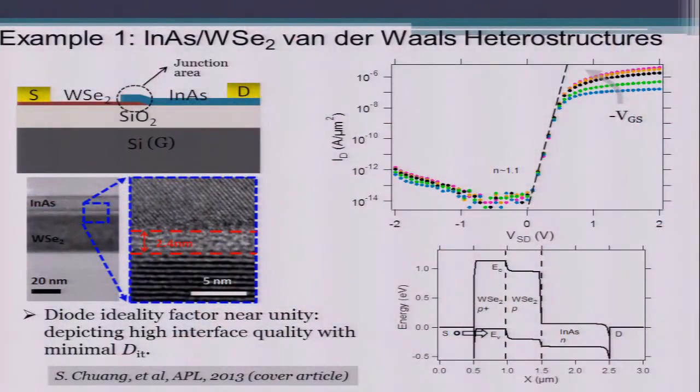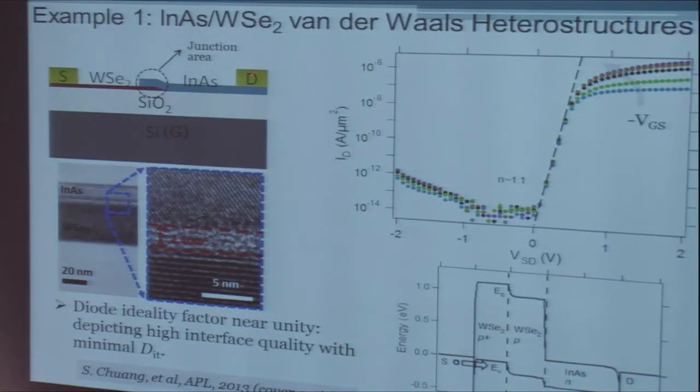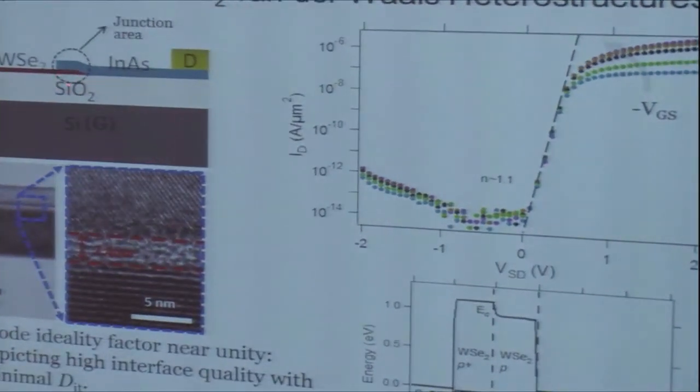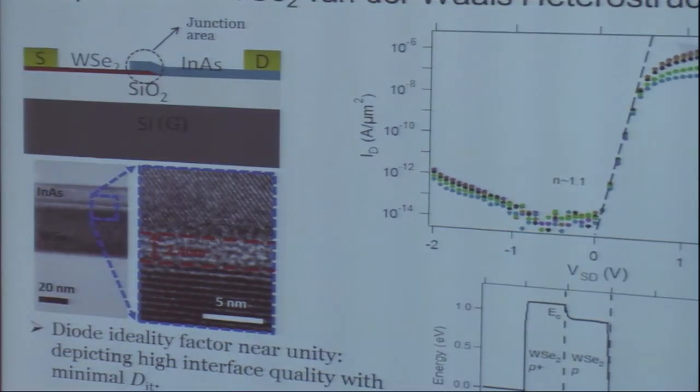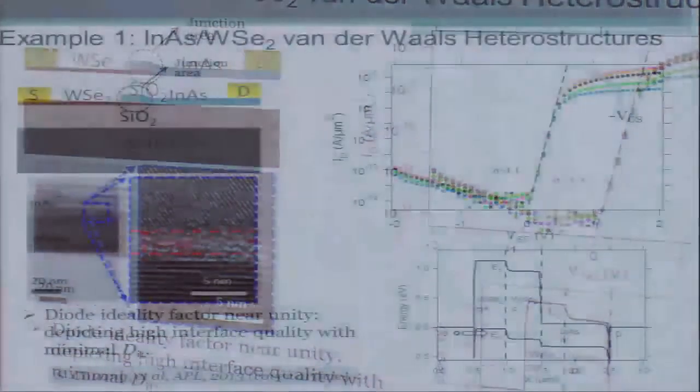And what I should tell you is about the device structure that we had. The junction was vertical, but the contacts are sideways. So you have this long tungsten diselenide and the source contact is here. You have this long indium arsenide and the drain contact is here. We made it like that for the ease of fabrication. So we're not doing the measurement vertically as we should. Ideally, we want to do that in the future. Just for the ease of fabrication, that's how we did it.